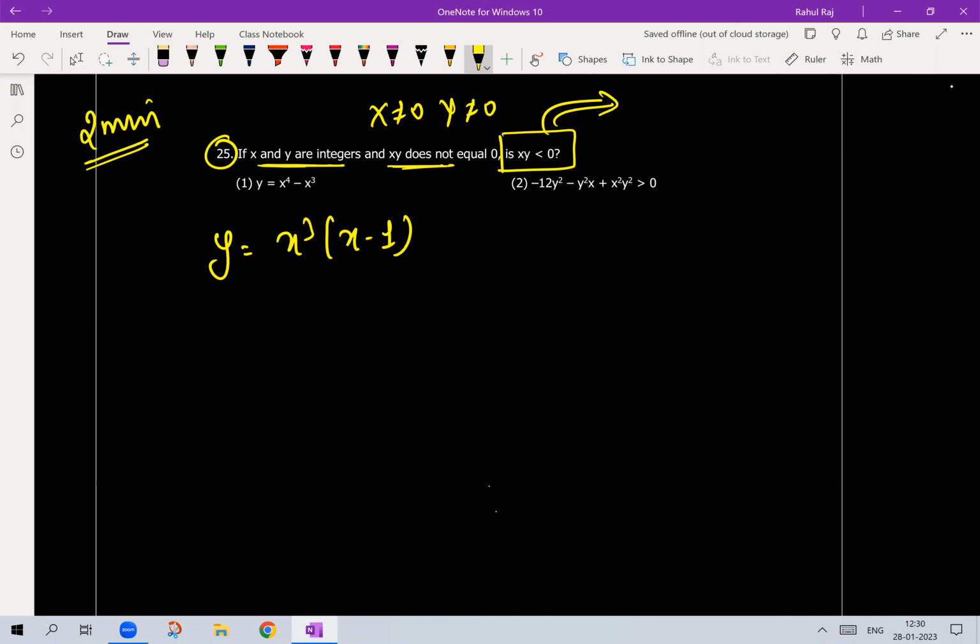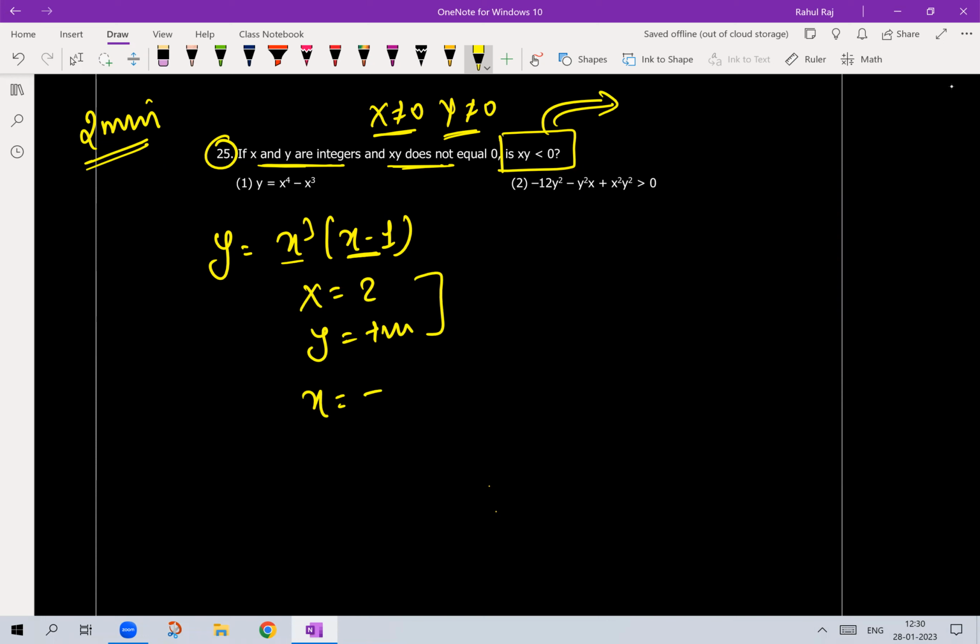Simple. I have no idea about x and y. I can take anything. Imagine if you take x is equal to 1 over here, y becomes 0. You are not supposed to take this because the question says x is not equal to 0, y is not equal to 0. So you can't take this number for sure. Imagine if I take x is equal to 2, will I get y a positive number? Don't calculate. 2 minus 1 is 1, and this is 2 cube. Obviously, positive into positive. y is positive. x and y are of the same sign.